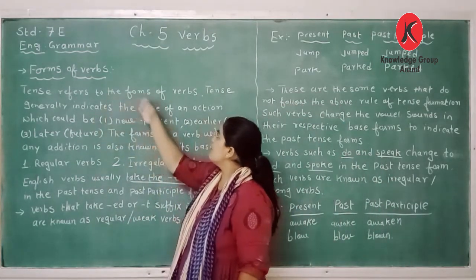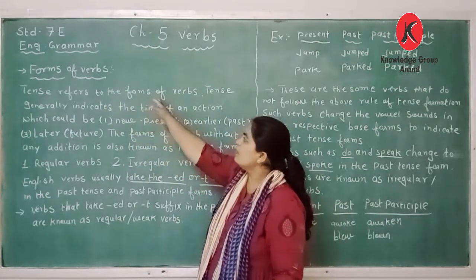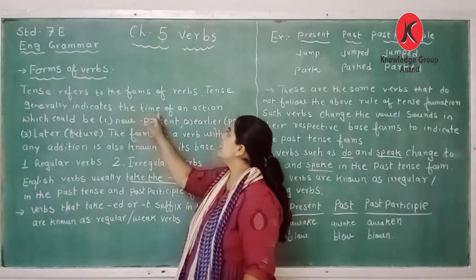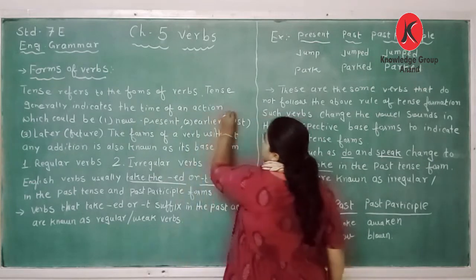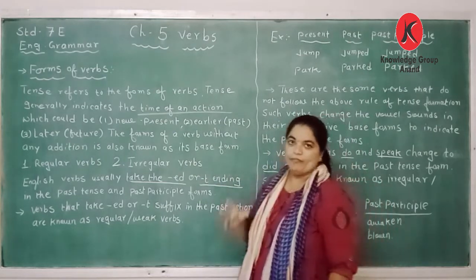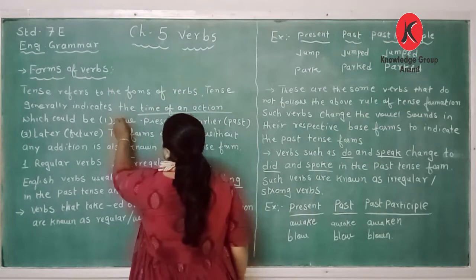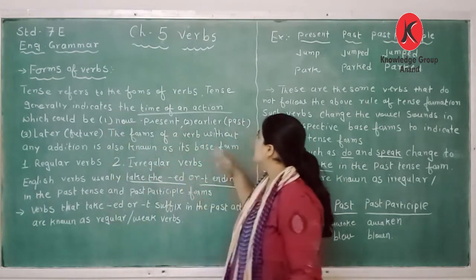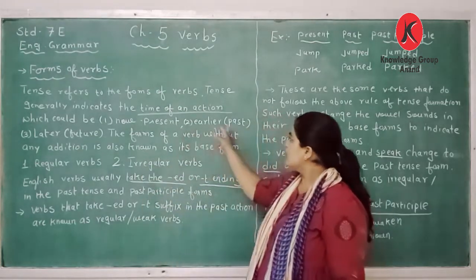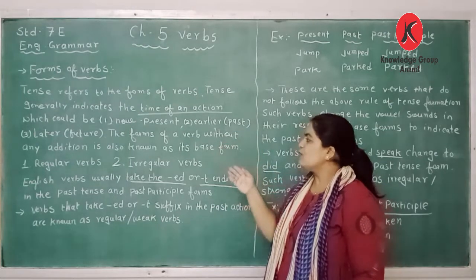Tense refers to the forms of verbs. Tense generally indicates the time of an action. What does it indicate generally? Time of an action, which could be now, meaning present, earlier, meaning past, and later, meaning future. So these are the three indicators: present, past and future tense.